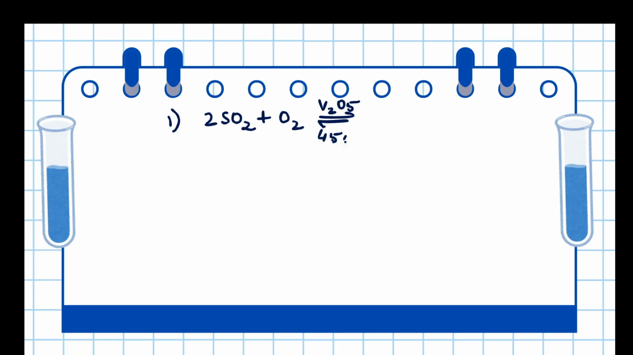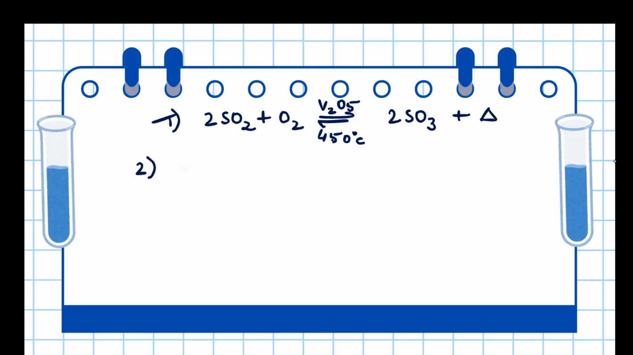Temperature required is 450 degrees Celsius. We are getting sulfur trioxide and it is an exothermic reaction. Okay, so what are the three things which we are covering in this one reaction? Reversible reaction, catalytic reaction and exothermic reaction. So this reaction you can learn, it will cover all the three things which we have discussed till now.